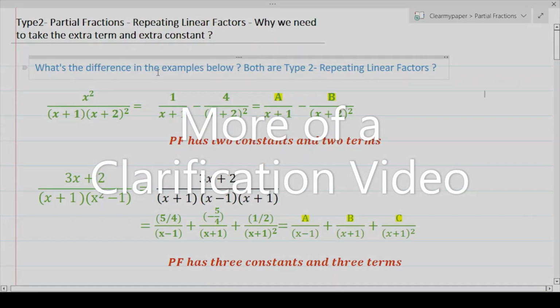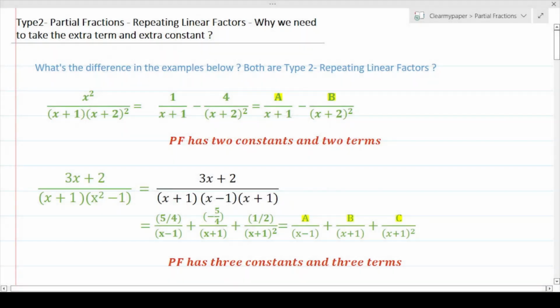I wanted to do this episode on this type 2 partial fractions, repeating linear factors, to specifically highlight one of the nuances on what is so different about repeating linear factors versus non-repeating linear factors. And there is something very special that we do when we solve the repeating linear factors in terms of taking an extra term and defining an extra constant. And I'll talk about that.